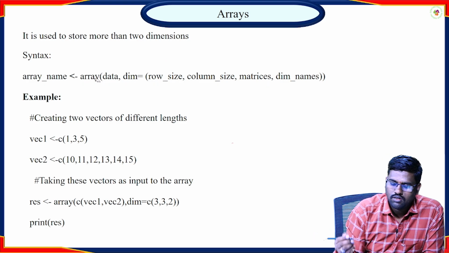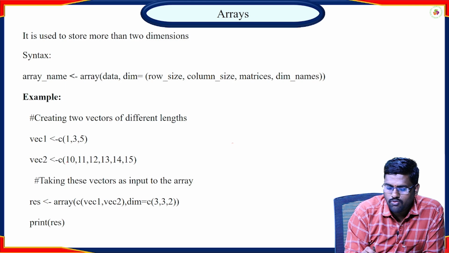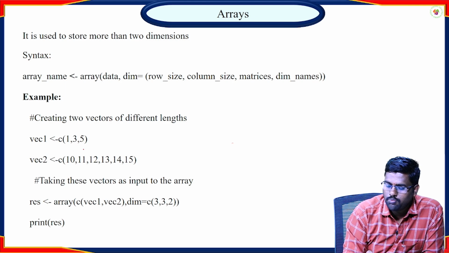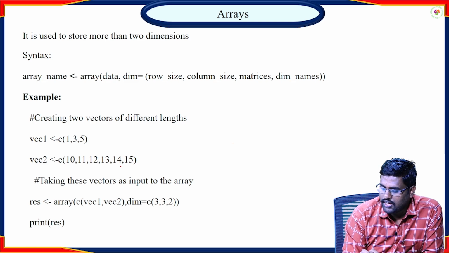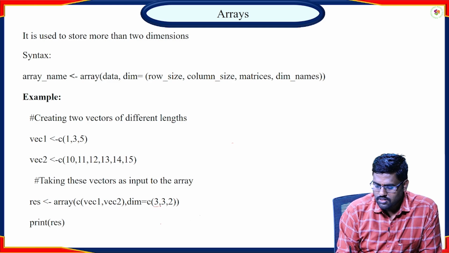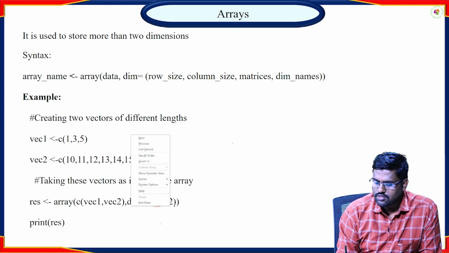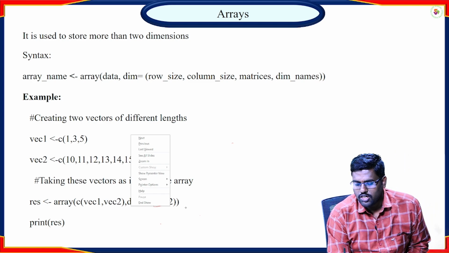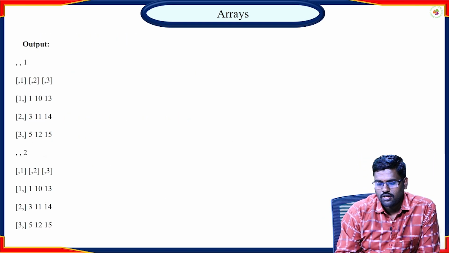Now see this example. I have taken vector 1, which contains 3 values: 1, 3, 5, and vector 2 contains 10, 11, 12, 13, 14, 15. So these are the 2 vectors I have taken. Now result equal to array of c of vector 1 comma vector 2. That means it contains values 1, 3, 5 up to 15, so 9 values are there. So dim equal to 3, 3, 2. The first 3 represents the number of rows, the second 3 represents the number of columns, and 2 represents how many times the execution has to be done.